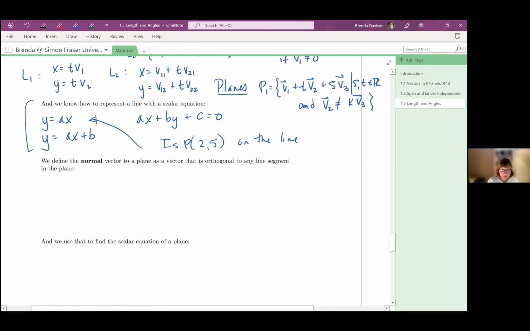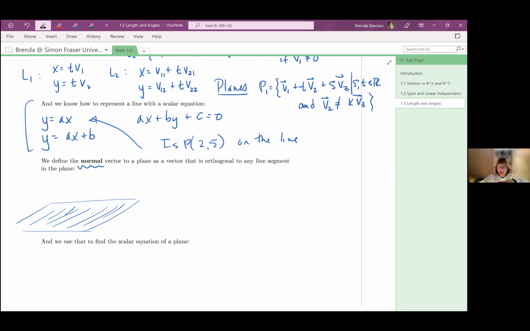Okay, now we're going to define a normal to a plane. So what does it mean? Define a normal vector to a plane. That is the vector that is orthogonal to any line segment in the plane. So we have a plane. I'm going to be sort of considering this my tabletop, if you will, like that. It's hard to draw a 3-dimensional thing in 2 dimensions, but I am imagining a flat plane, and then I imagine any line segment in this plane.